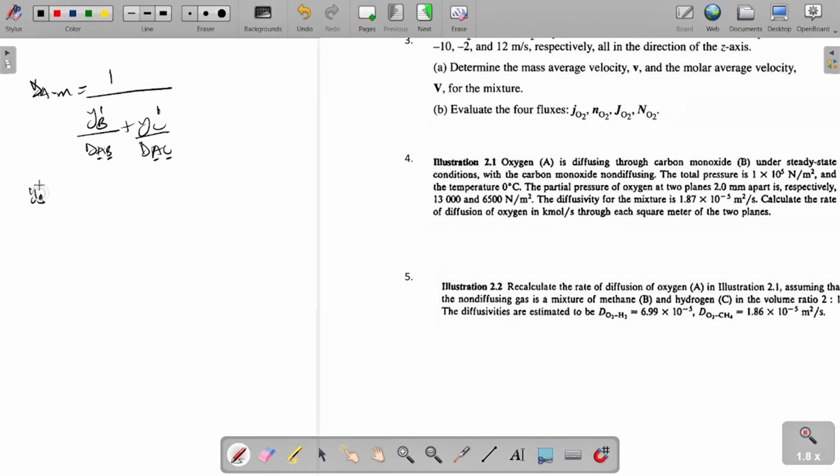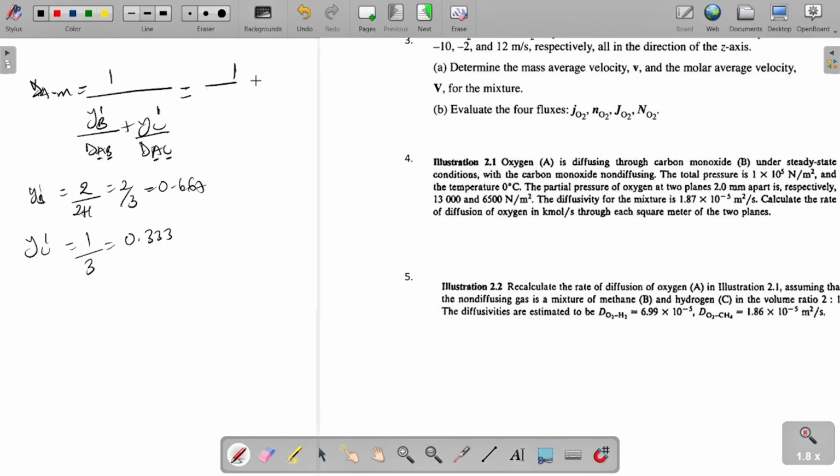So YB prime, so they gave us the ratio, right, which is 2 over 2 plus 1, right, which is 2 on 3, which gives me a value of 0.667. Then the YC prime becomes 1 over 3, which is 0.333. Right, so that will help me to get my diffusivity of the oxygen in the mixture.